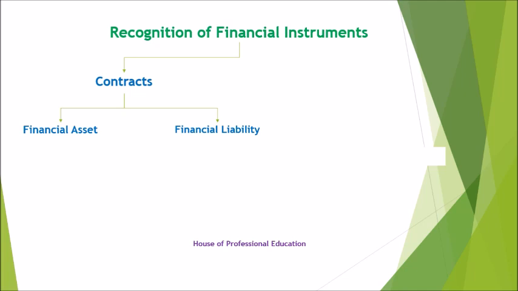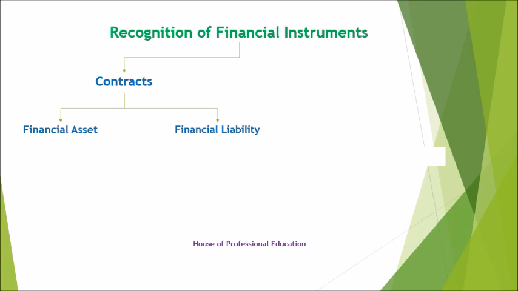The initial recognition of financial instruments is measured at fair value including transaction costs, unless the financial instrument is carried at fair value through profit and loss account, in which case the transaction costs are immediately recognized in profit and loss. The fair value is determined in accordance with IFRS 13 Fair Value Measurement.